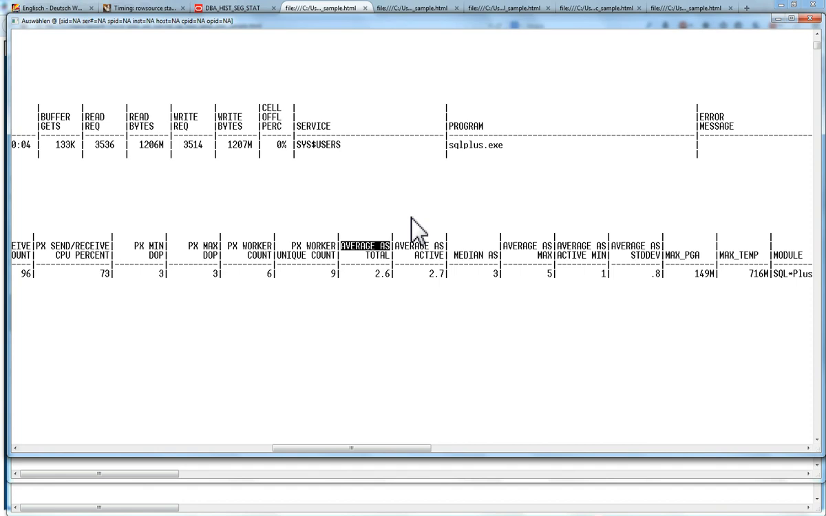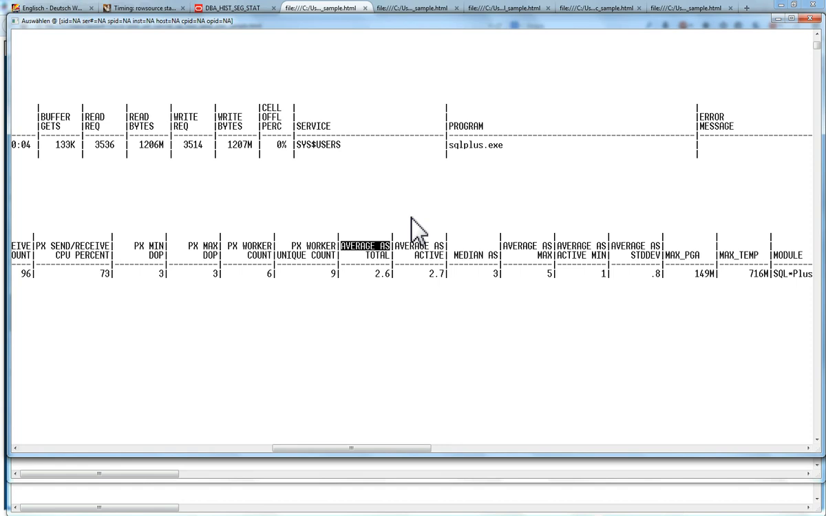So if there was no activity for certain sample points, then this will be reflected here in this average as non-activity. So typically the average active sessions total and average active sessions active will be quite similar. But if there is again a significant difference between these, then this means that there were a significant number of sample points where no activity at all was recorded in active session history. So there was some kind of idle time.